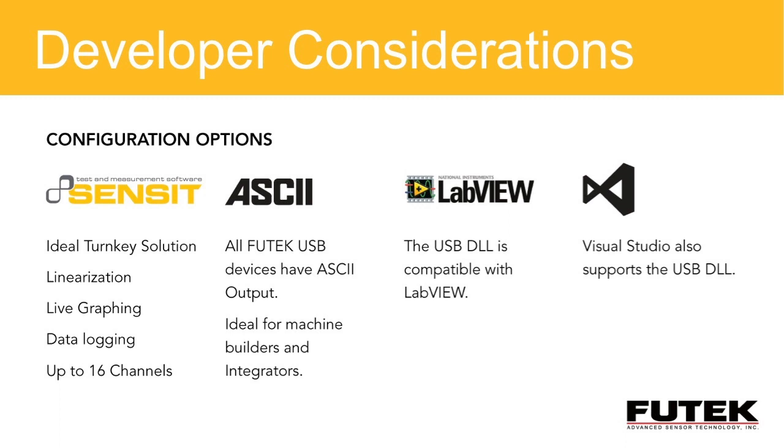It's also a great tool even if you're developing your own software application, and it can be used for verification purposes. We can also have an ASCII output. So the FUTech USB devices have a continuous streaming output feature. The ASCII output can be used by any software application that can read serial data from the COM ports. A few examples include DocLite, Hyperterminal, PuTTY, RealTerm, and MATLAB. This is an ideal solution for machine builders and integrators that just need an output from the device.